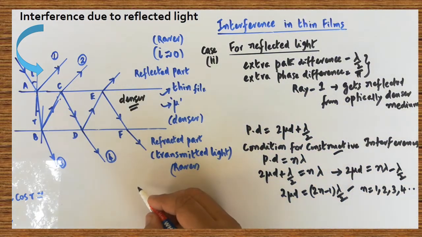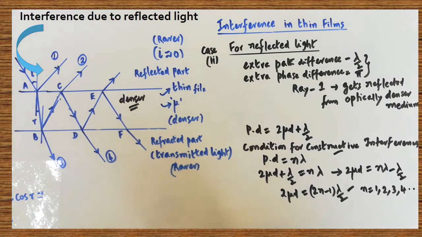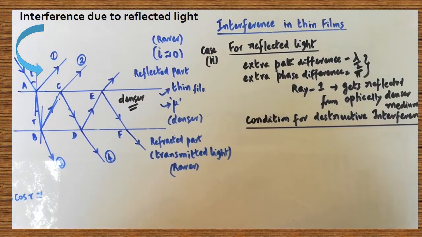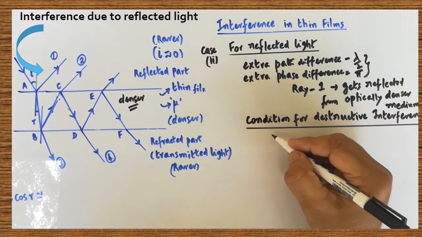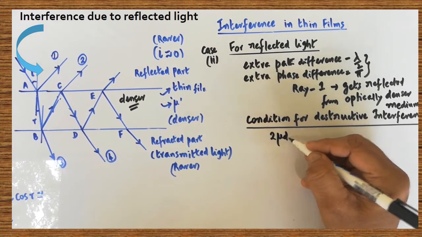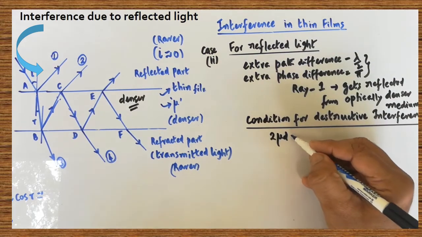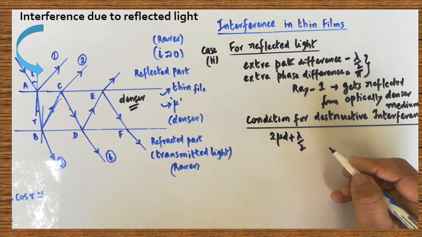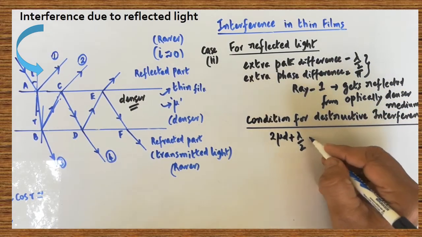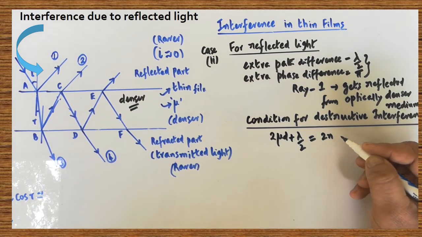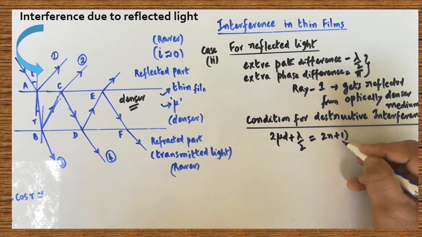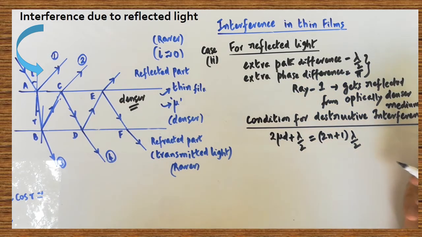Now I am going to write the condition for destructive interference. Usually we use the equation 2 mu d. Apart from this, the first ray creates the additional path difference of lambda by 2. Add it. Now, what is the condition for destructive interference? If the path difference is equal to (2n minus 1) lambda by 2, no, for mathematical convenience, we are writing (2n plus 1) lambda by 2. So like that we can write.